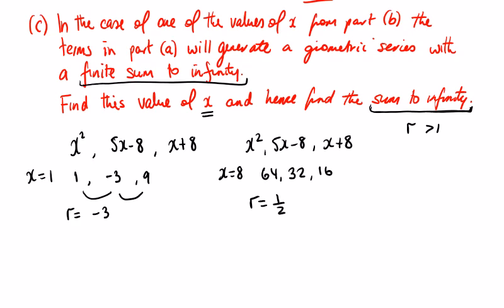We're asked to find the sum to infinity. So this is where there will be a limit to what the sum can add up to, and that's what we're asked to find. A is equal to 64, r is equal to a half, and the formula is given to you in the formula booklet. It's S to infinity is a over 1 minus r, which is 64 over 1 minus a half, and 64 divided by a half is 128.